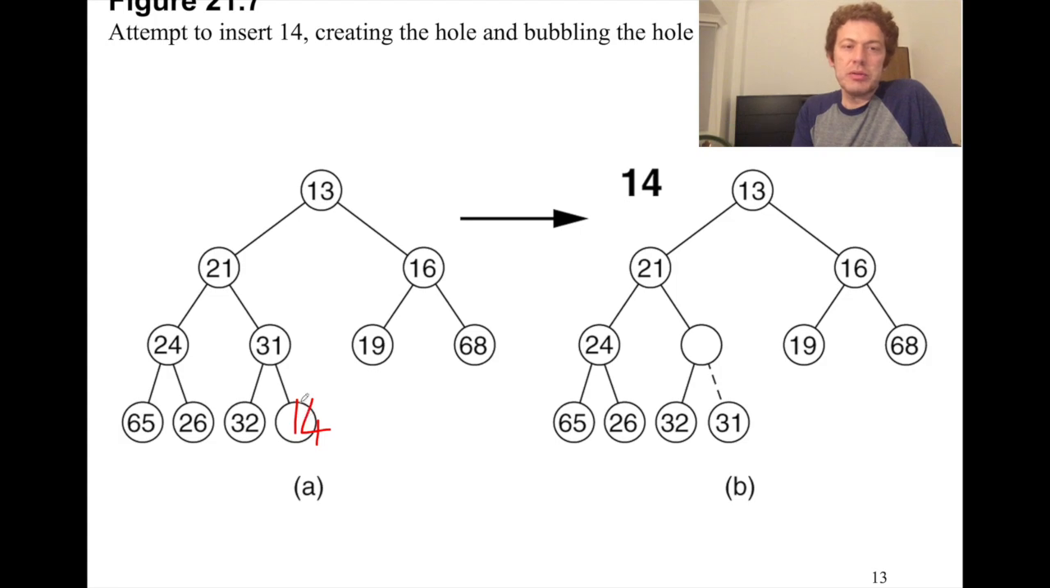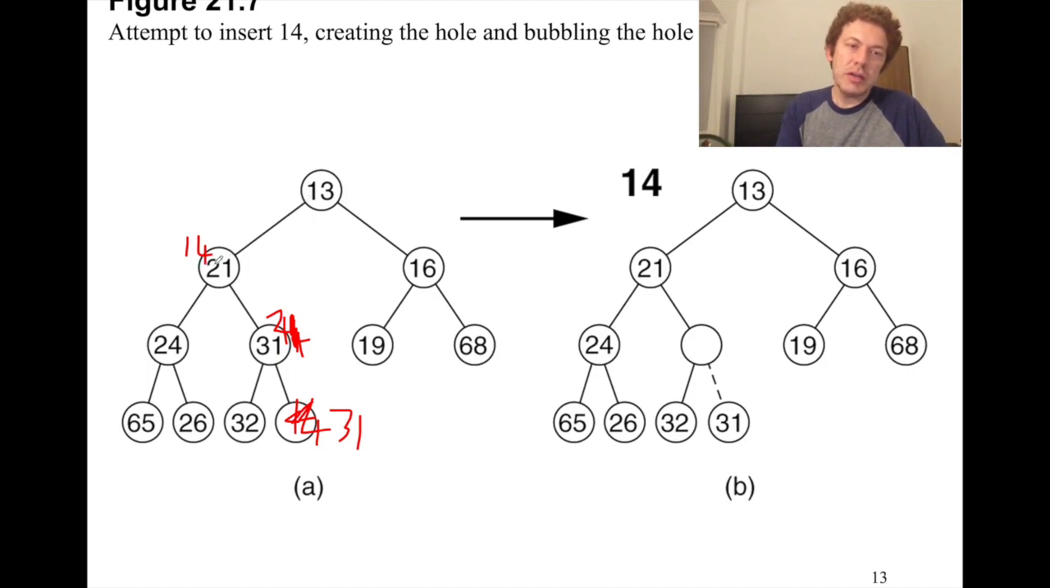Then move it up, because then I may violate the order property. So 14 versus its parent. Remember, every node must be smaller than its children. Now 13 is not smaller than the child, so there is a problem. Let's move 14 above and 31 below. Now 14 versus 21, there is a problem. 21 sinks down. So this is 21 now, and this is 14.